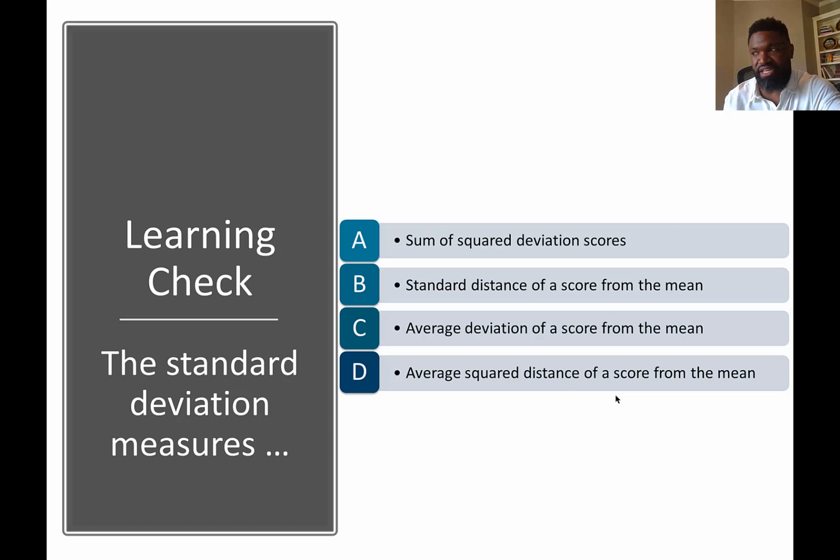If we just add all the scores together, they're going to sum to 0, and then I get the average of that, that's still going to be 0, so it's not C or A, clearly. And then finally, we have the average square distance of a score from the mean. Well, that sounds intriguing. That could be it, right?